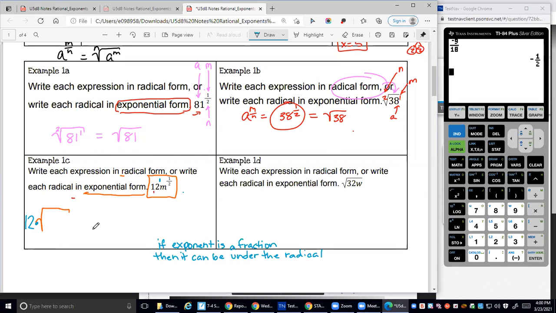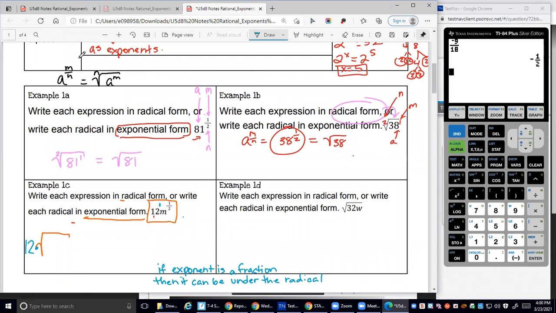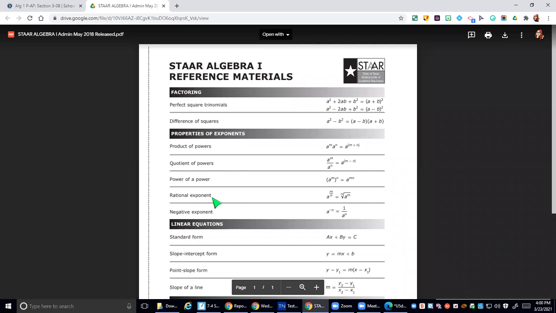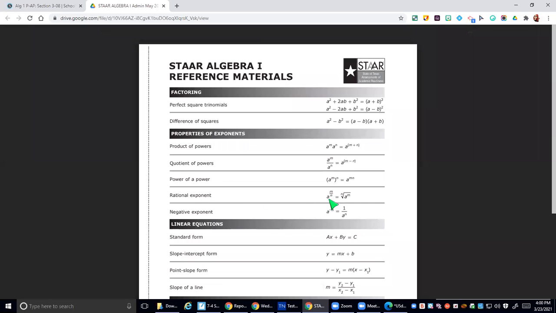Okay, then we're going to look at our form. Now this form is located right here, when we were talking about this right here. And y'all know where that is located on your sheet. It is the last one. No, it's the next to last one, rational exponent. See, I'll show y'all. Right here, this rational exponent. And see how it has a base with a fraction as an exponent, and then it tells you how to write it in radical form. So we're going to be using that as a visual.